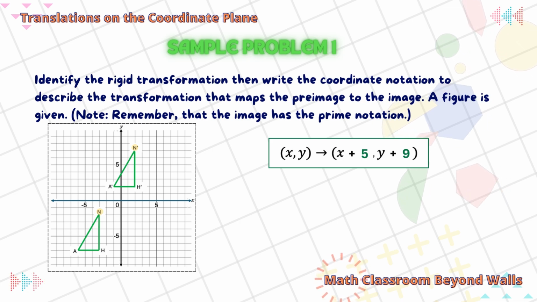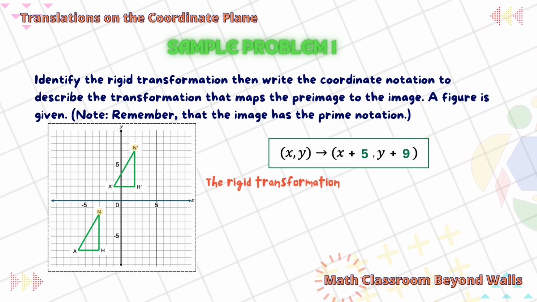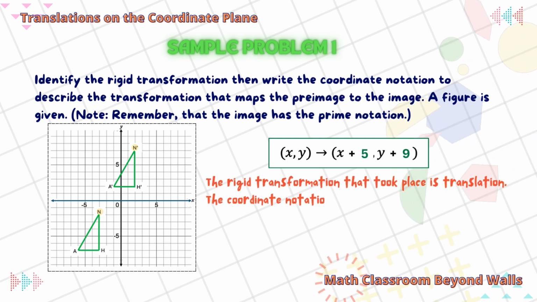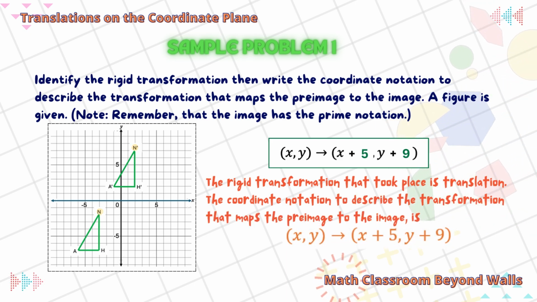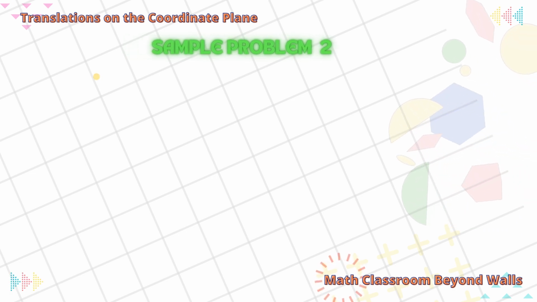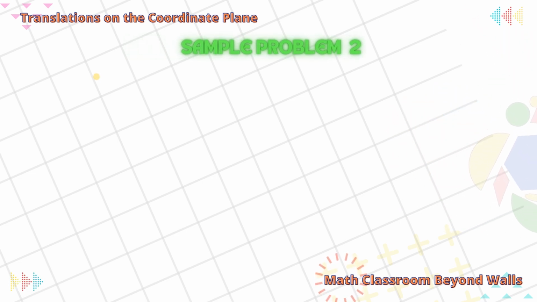Again, our answers are: the rigid transformation that took place is translation. Second, the coordinate notation to describe the transformation that maps the preimage to the image, which is translation, is xy is mapped to x plus 5, y plus 9. There you are, learners. That was easy, right? Let us have sample problem 2 this time.